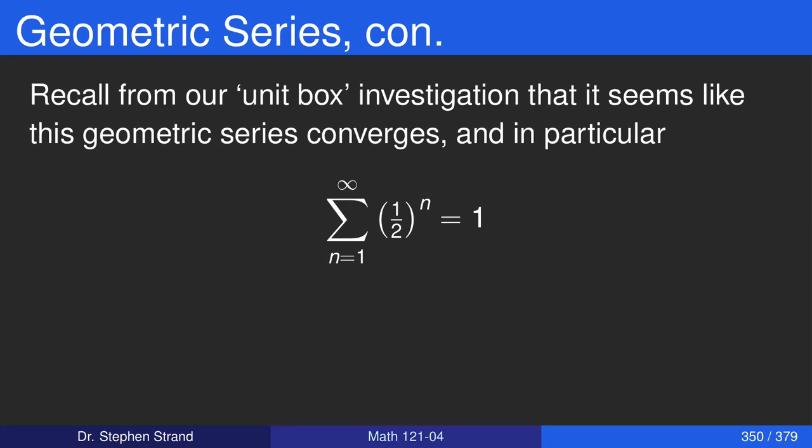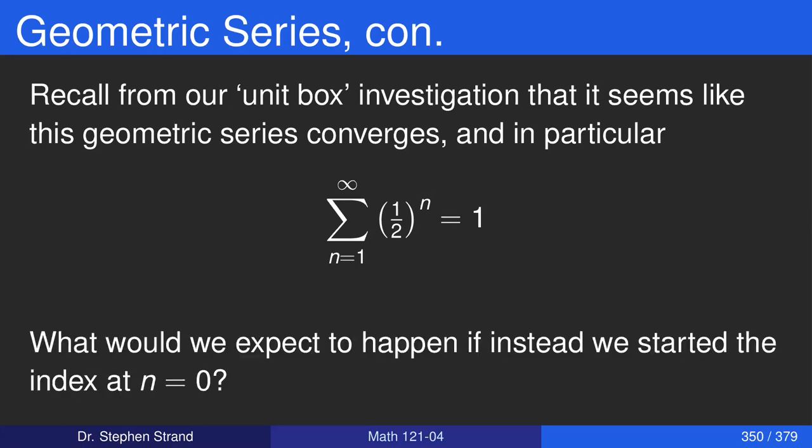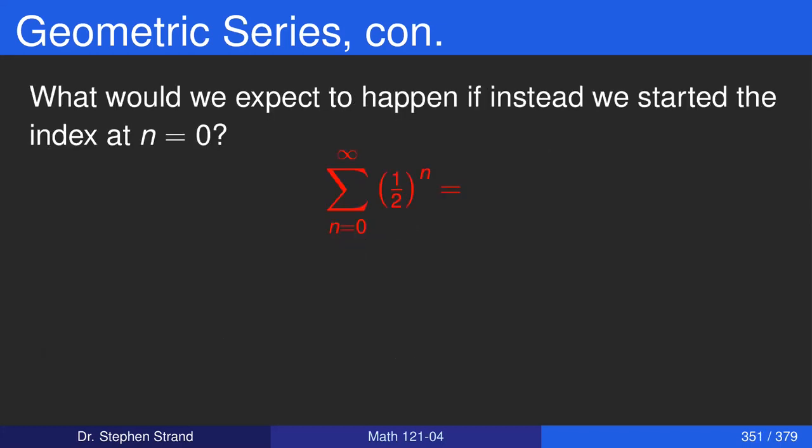So again, reminding you that we looked at that unit box, the box that had area 1, and that's one way to visualize why this series might converge to 1. So what I'd like you to think about is: pause the video and think about what we would expect to happen if instead of starting at n equals 1, we started the index at n equals 0. Go ahead and pause the video and write down what you think this sum would converge to in this case.